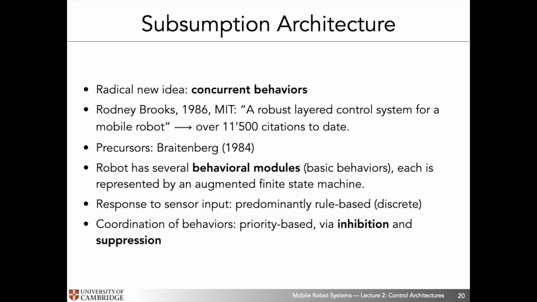So this was at the time a really radical new idea, this idea of concurrent behavior. Rodney Brooks was at the time a faculty member at MIT, and in 1986 he published an article called A Robust Layered Control System for a Mobile Robot. And it had an enormous impact. It has over 11,000 citations to date, or even more in the meantime. Rodney Brooks really was seen as a revolutionary in the field of robotics due to the paradigm shift that occurred after he published that paper and that line of work.